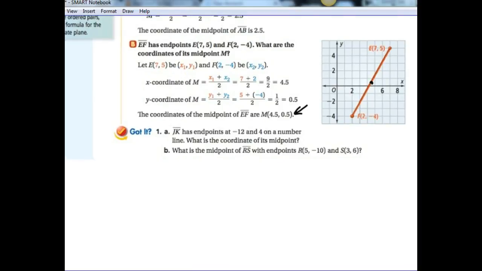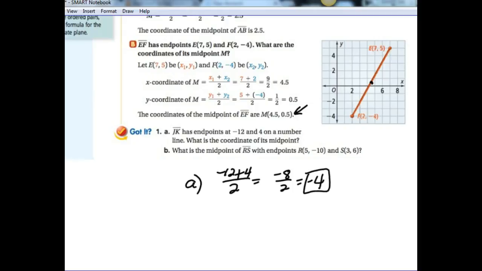Okay, let's look at the got it. It says JK has endpoints of -12 and 4 on a number line. This was like A that we did previously. And so all you have to do to find the coordinate of the midpoint is add the -12 and the 4 together and divide by 2. That's going to give you -8 over 2, or -4. So the coordinate for A here is going to be -4.